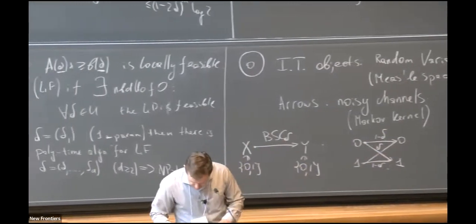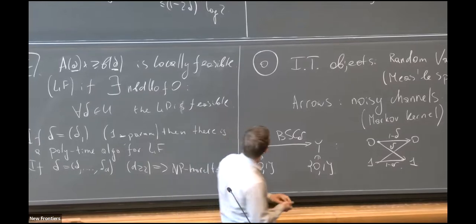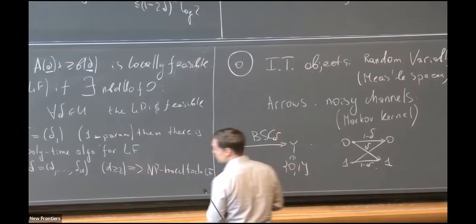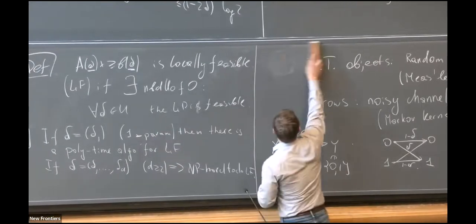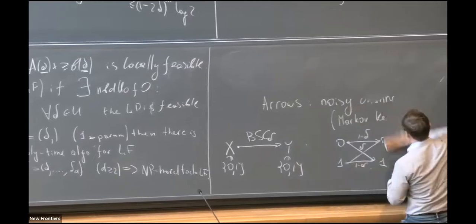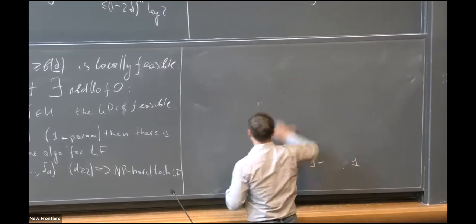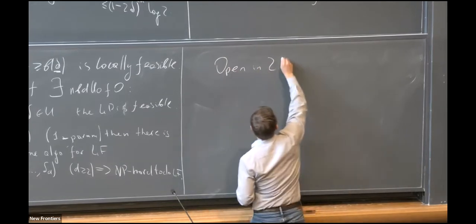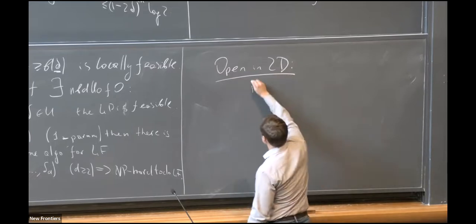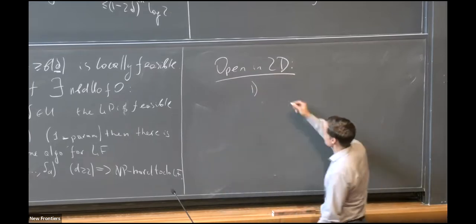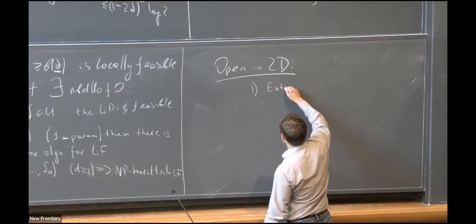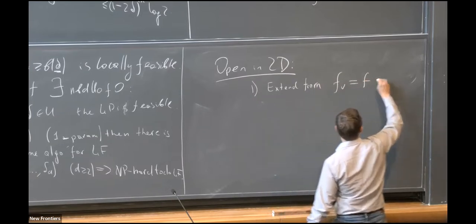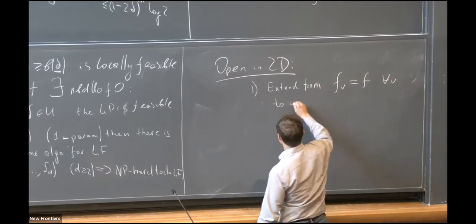Okay, I still have some time to talk about the 3D case. But before I go to the 3D case, I wanted to say what is bad about our proof. What are some other open things in 2 dimensions? The first thing, which is the most annoying, is to extend from fixed FV to the general case.